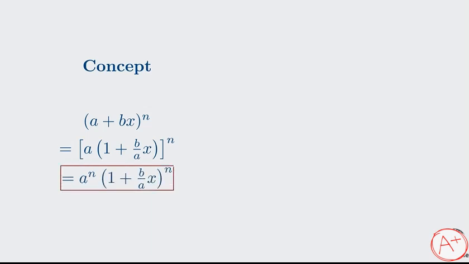Crucially, the standard formula only works when the first term inside the bracket is exactly 1. If you are given an expression like (a + bx)^n, you must first factor out a to the power of n. Failing to do this is one of the most frequent errors in P3 exams.